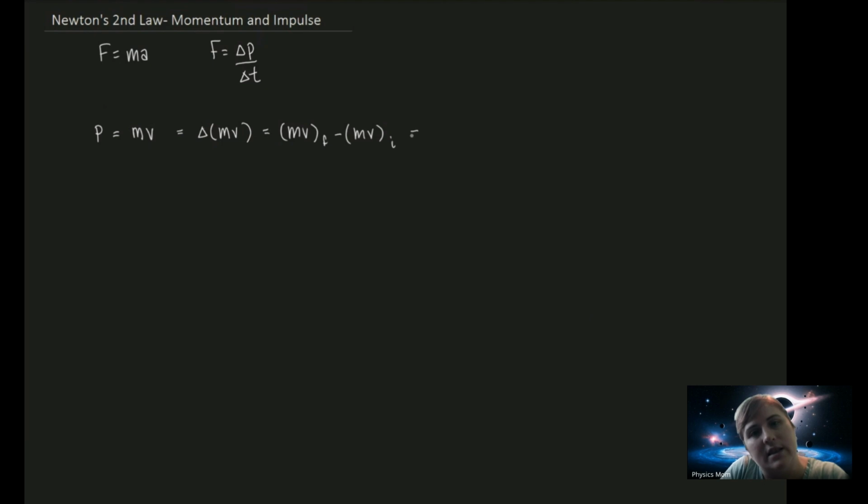And that gives us that the mass times the final velocity minus the initial velocity, which again is just the change in the velocity. So the change in momentum is going to be equal to the mass times the change in the velocity of a system. So that being said, then all of that is over dt.